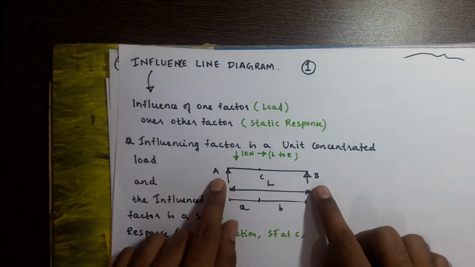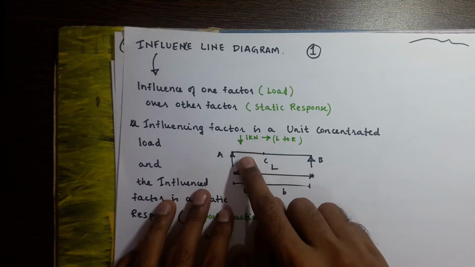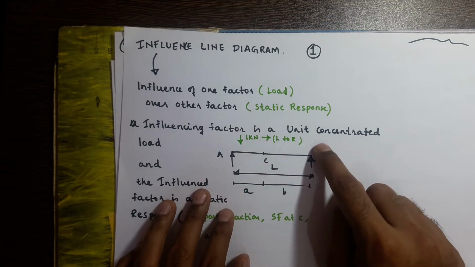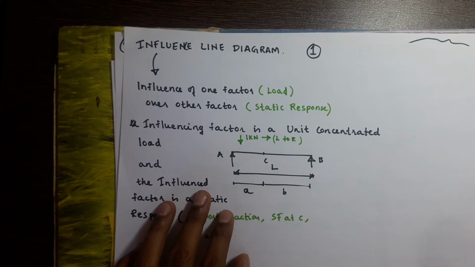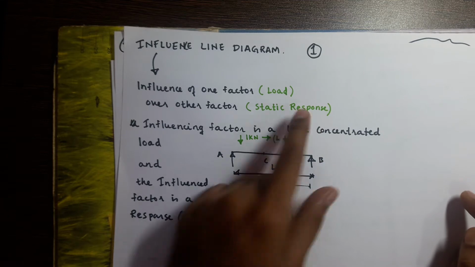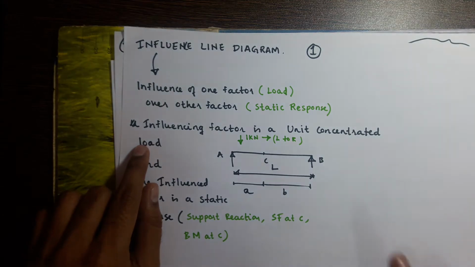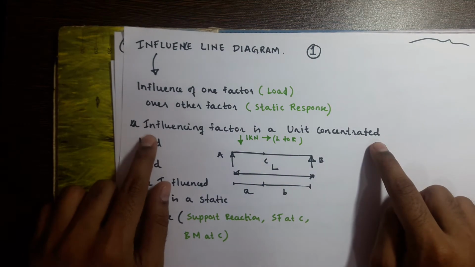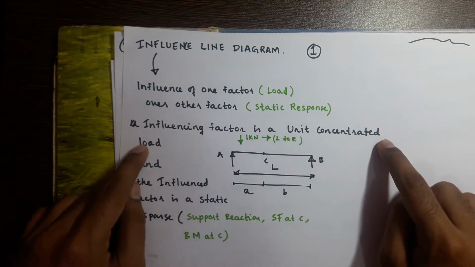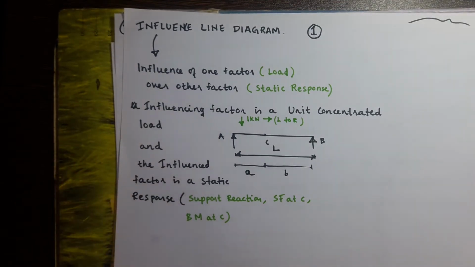So in case of a simply supported bridge, you have a vehicular load which is moving from extreme left to extreme right or vice versa. For that vehicular load you have to find the static response. This load is an influencing factor. In this context we are taking it as a unit concentrated load. The influencing factor is a unit concentrated load and the influenced factor is the static response. Static response means the support reaction, shear force at any point of the bridge, and bending moment at any point.